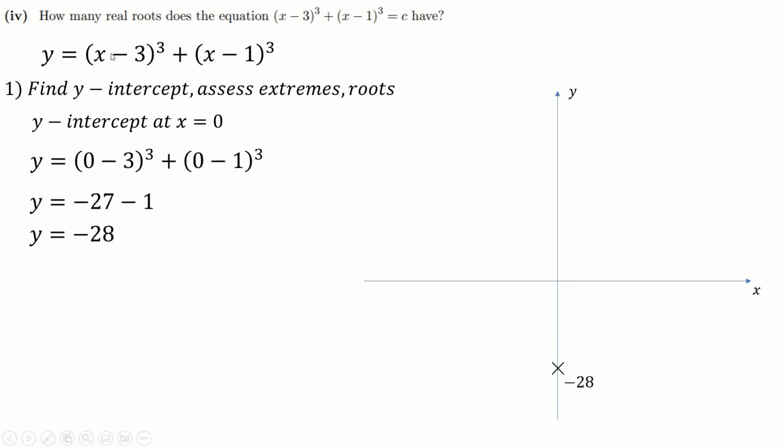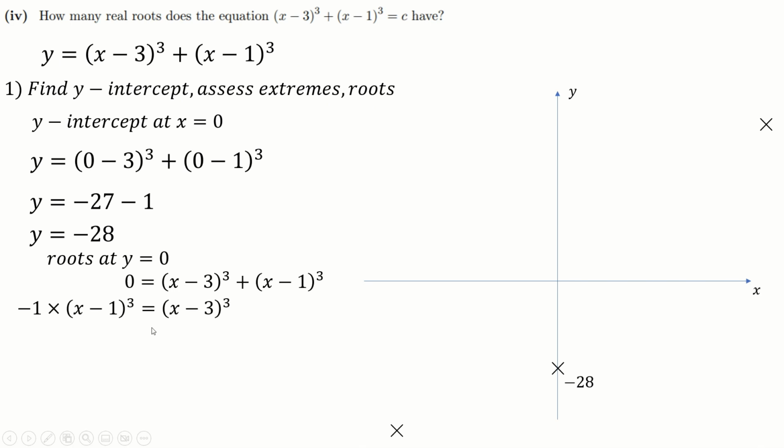When x is massive, we're going to get a massive number cubed plus a massive number cubed. That's clearly a massive number. When x is massive and negative, we're going to get a massive negative cubed, which is massively negative, and another massively negative cubed. So they're going to combine together to make something very negative. So that's that done. Roots. So let's set this equal to 0. When y is 0, set that equal to 0.